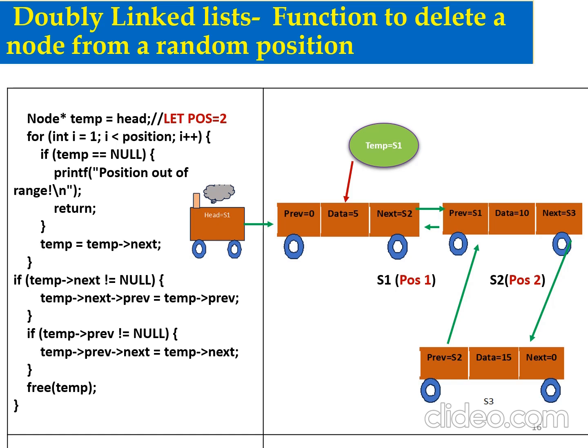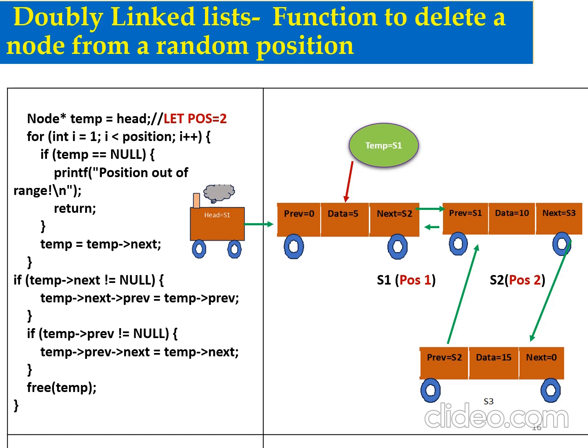In this train, there are total 3 compartments S1, S2, S3 and I have to remove S2. That means after S1 I should get S3 immediately. I should not get S2. Okay, so for that I need to traverse. I need to traverse up to that position, up to S2. Whenever we are traversing, we need some temporary variable which carries the address of the node, and whichever variable is carrying the address, we need to use a pointer. So node start temp equal to head, int I equal to 1, I less than position, I plus plus.